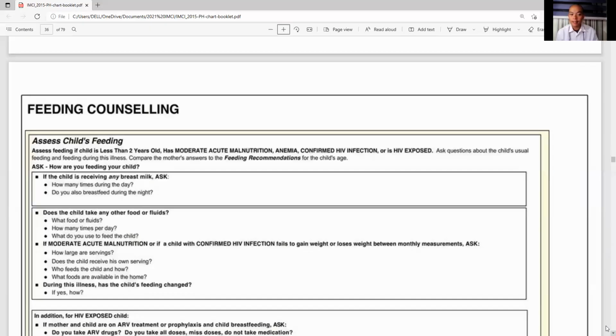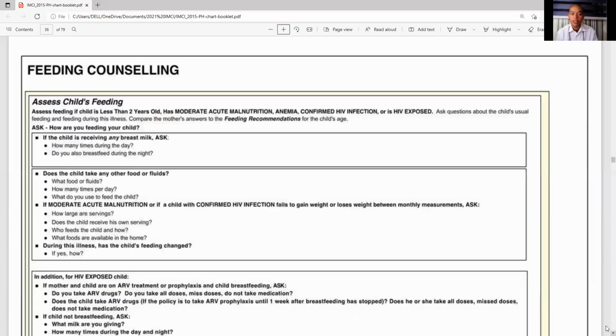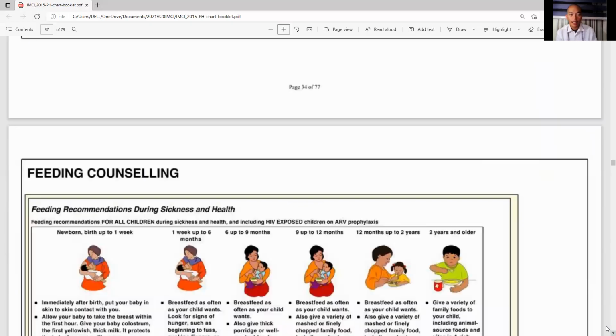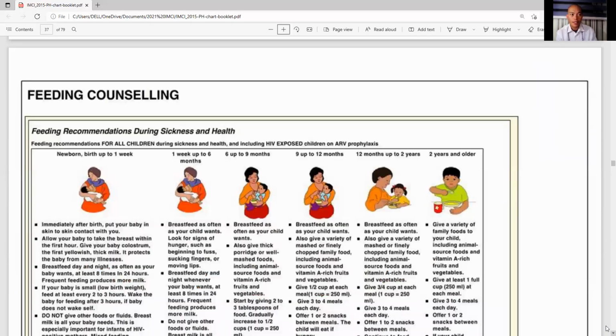Feeding counseling. Okay. If there is a problem with the breastfeeding, so these are the things that we are going to teach the mother. How many times do they breastfeed? Ideally, every 2 hours. Do you breastfeed during the night? If the child demands. Okay, pag umiyak yung bata, nagutom, yes, ideally you do. Feeding counseling, you have here already. Okay, so this is page 37.